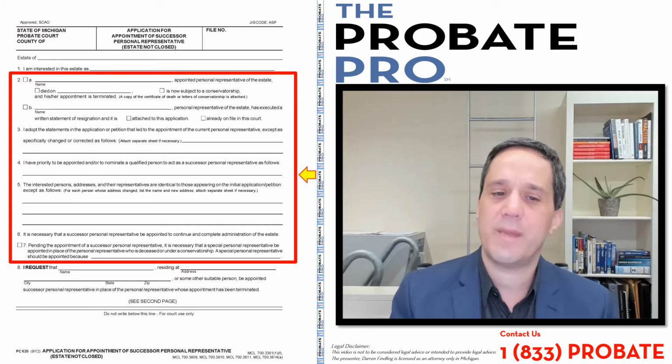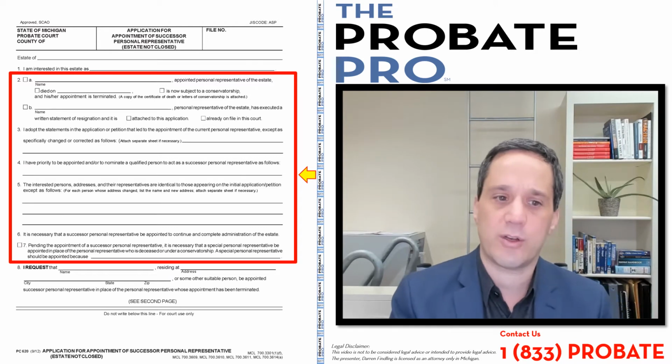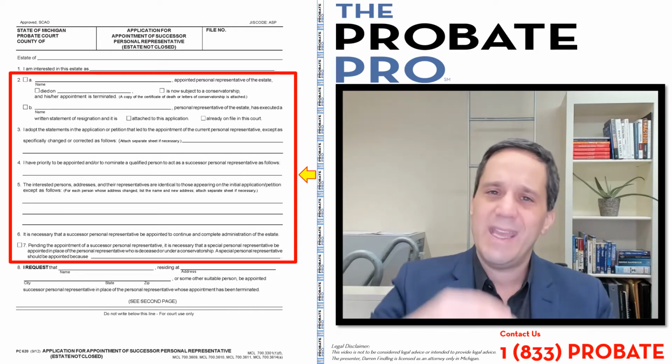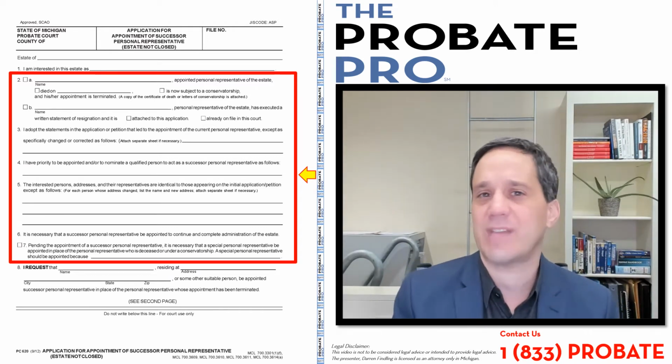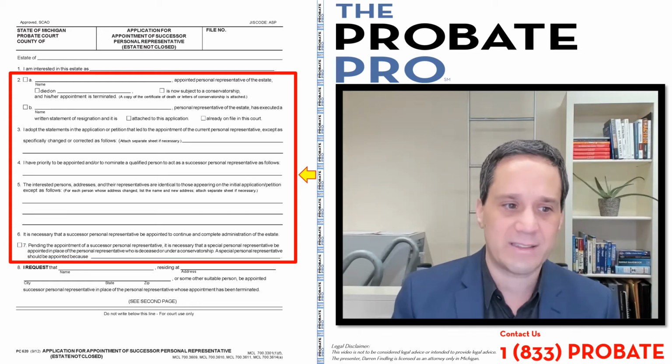And it asks for any exceptions, for any specifically changed or corrected information that you're going to provide to the court. So again, it has 2 lines there and it says attach separate paper if necessary. So you can really give an additional narrative if necessary.